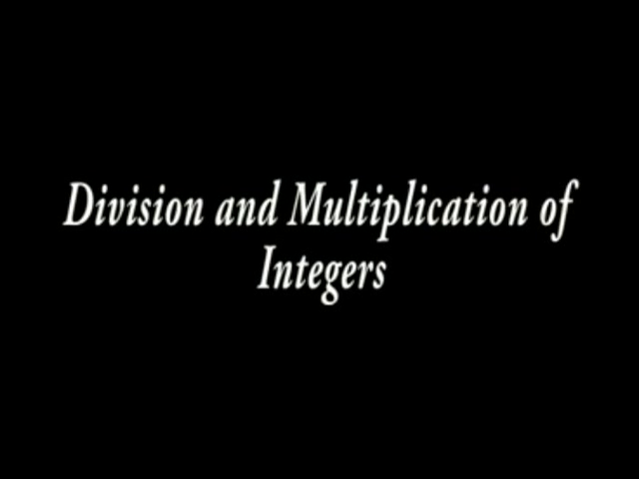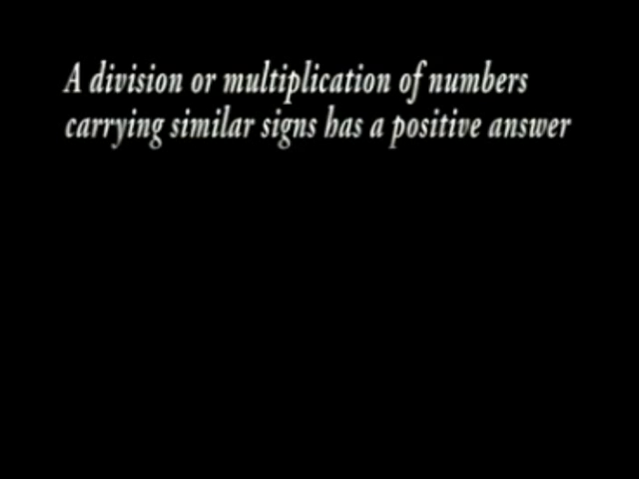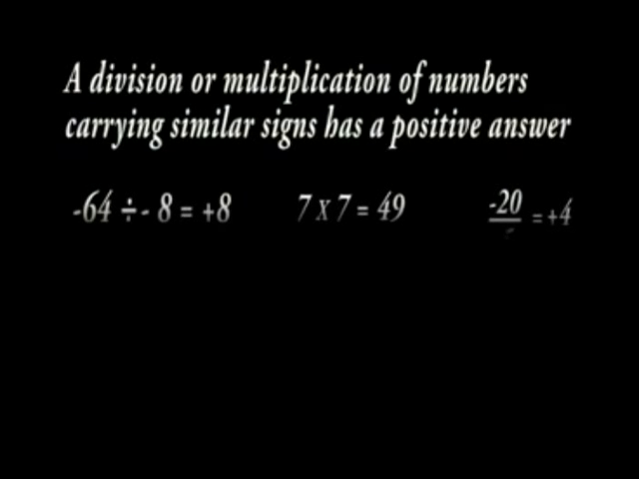Division and multiplication of integers. Division and multiplication of integers are done in the conventional way you learned in your primary school. Only bear in mind two important rules. 1. A division or multiplication of numbers carrying similar signs has a positive answer. For example, -64 divided by -8, the answer is +8.